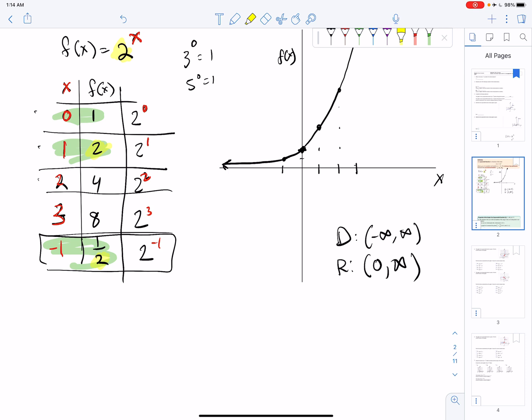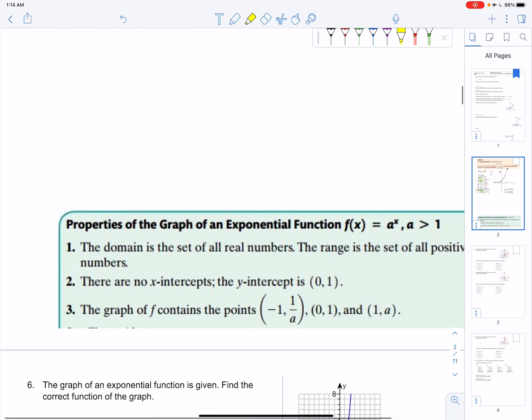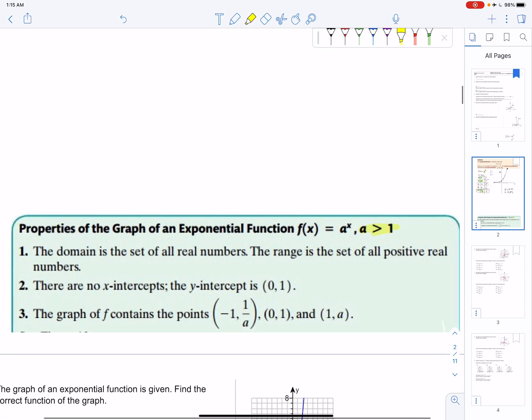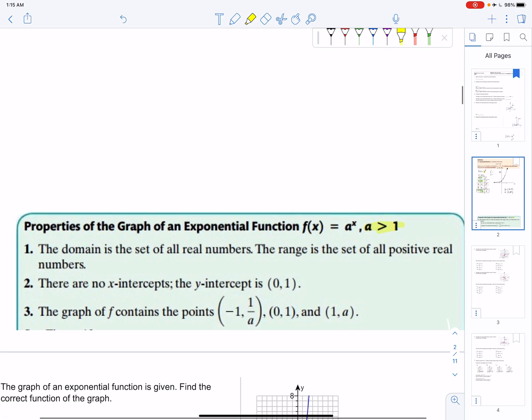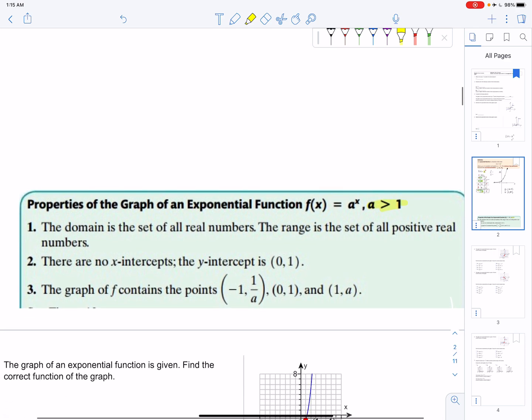So let's go down here to a property. First of all, properties of exponential functions. This is for f of x equals a to the x, where a is greater than 1, cannot equal 1. The domain is the set of all real numbers. The range is the set of all positive real numbers. And that's what this particular problem shows. Now, there are no x-intercepts. The y-intercept is 0, 1.